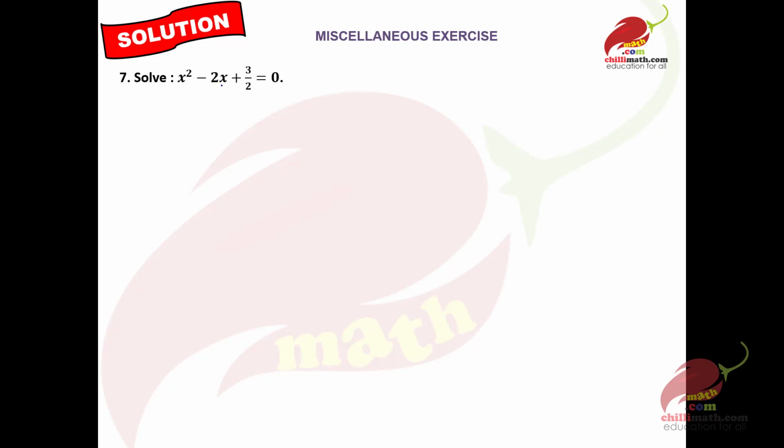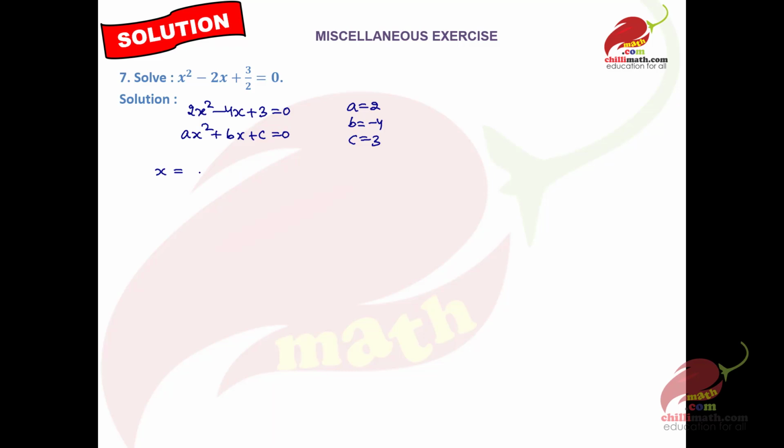Seventh question is solve x square minus 2x plus 3 by 2 equal to 0. This is a quadratic equation, and we can rewrite this by multiplying 2 on both sides. We get 2x square minus 4x plus 3 equal to 0. On comparing with the standard quadratic equation, that is ax square plus bx plus c equal to 0, a is equal to 2, b is equal to minus 4, c is equal to 3.